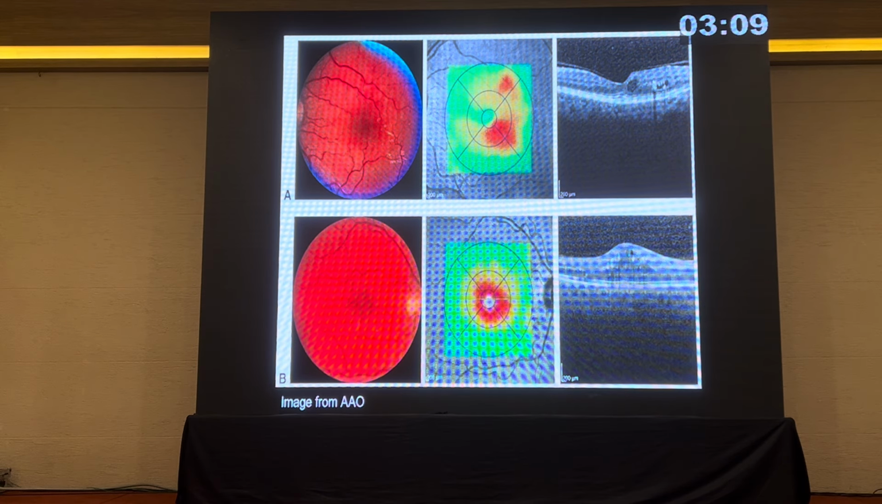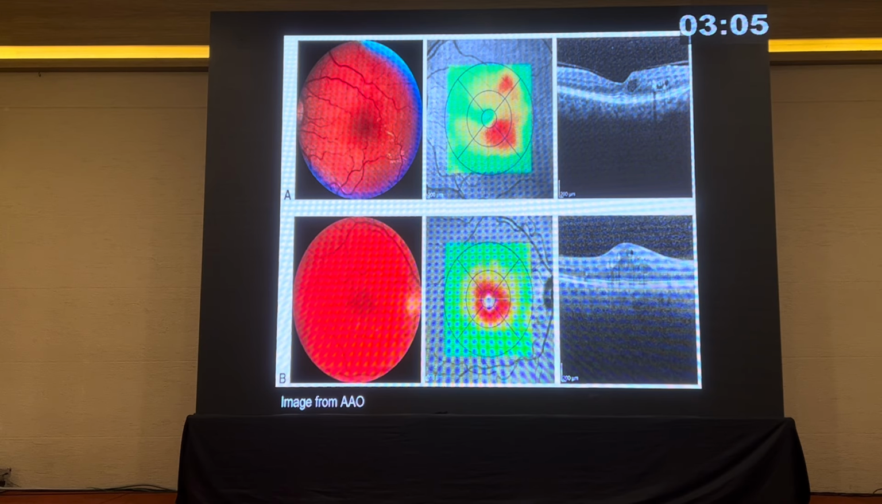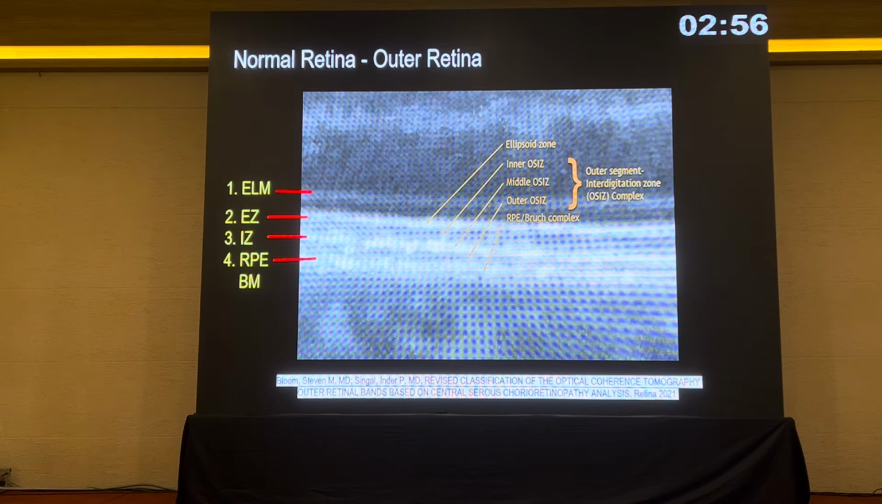OCT also can help you judge whether there is a central involvement, which is one of the ways we decide how we manage these cases. If the central subfield of 1 millimeter is involved, it is a central involved maculopathy, whereas if it is not, it is a non-central involved maculopathy.